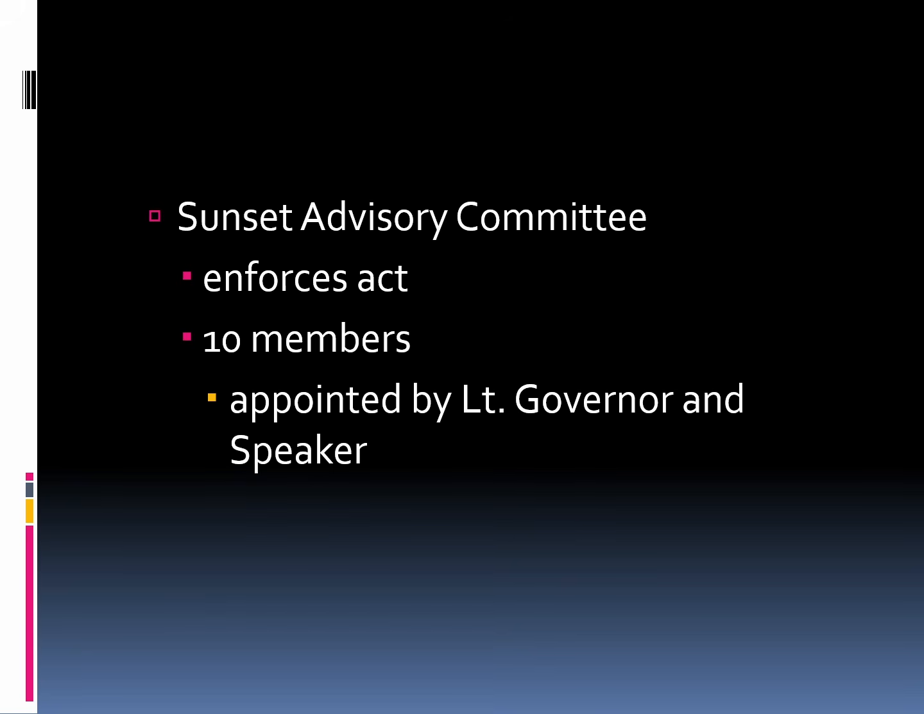Okay, so the Sunset Advisory Committee is the one that enforces this act. There are 10 members, and guess what? They are appointed by the Lieutenant Governor and by the Speaker of the House. Again, these institutional tools are each chaired by the Lieutenant Governor and co-chaired by the Speaker of the House, and they're the ones that appoint the people serving on these committees. This should be telling you that they have their finger in every single piece of the pie, both procedurally, passing the laws, as well as the administrative part. This is what gives them so much power, much more so than the office of the governor.